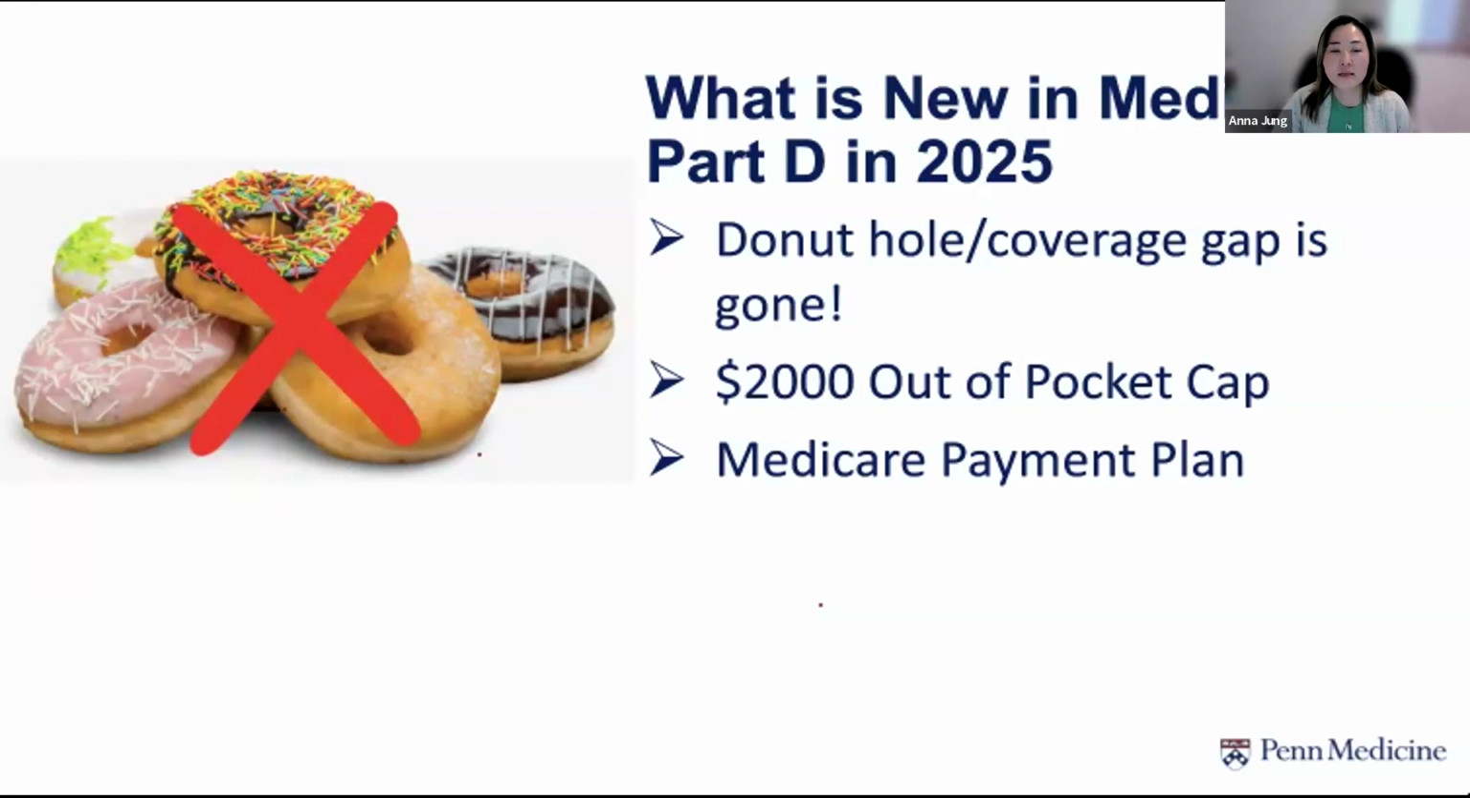So the third thing that is new about Medicare Part D is the Medicare prescription payment plan. And this is a new option that is completely voluntary. So once you hit that $2,000 out-of-pocket cap, Medicare gives you the option to pay that amount spread out over a 12-month period. So if you are not able or do not want to pay that amount all at once, you can opt into a payment plan. But one thing to note is that you have to contact your plan and let them know that you do want to opt into that.